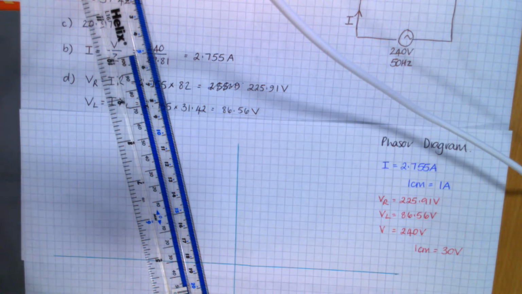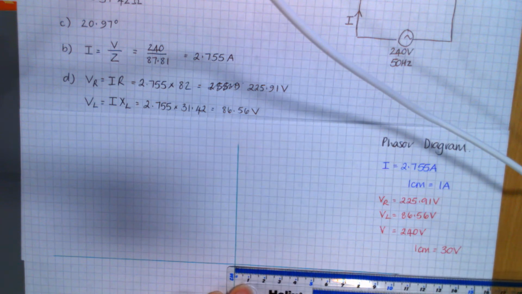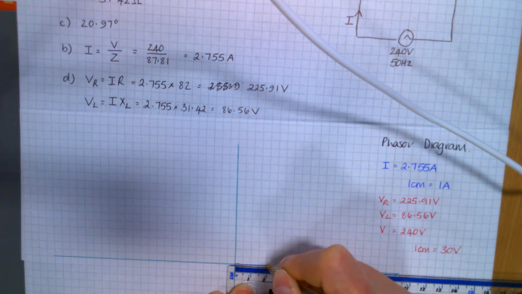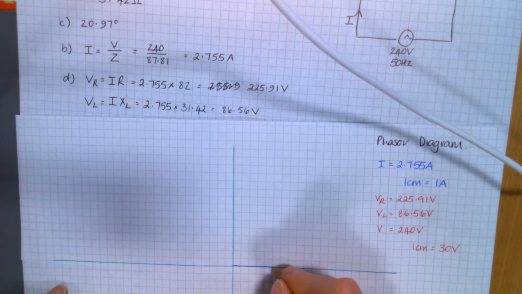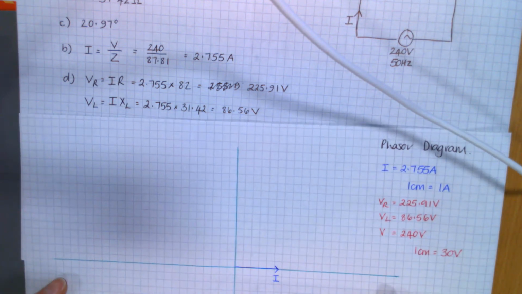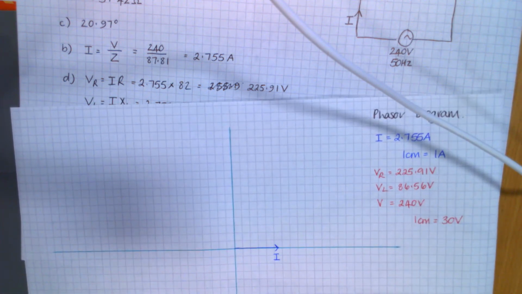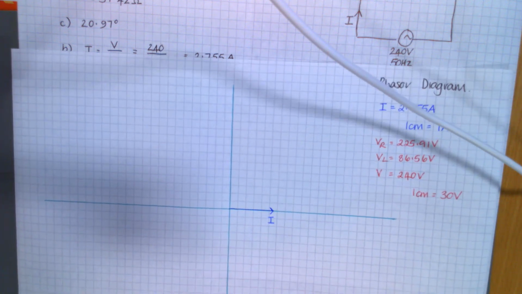Okay, so I'll put in my current one first. 1 centimetre equals 1 amp. So that's easy. Series circuit, current's your reference phasor. So 2.755. 1, 2, about there. That's my current. Now your voltage across your resistor is in phase with your current.